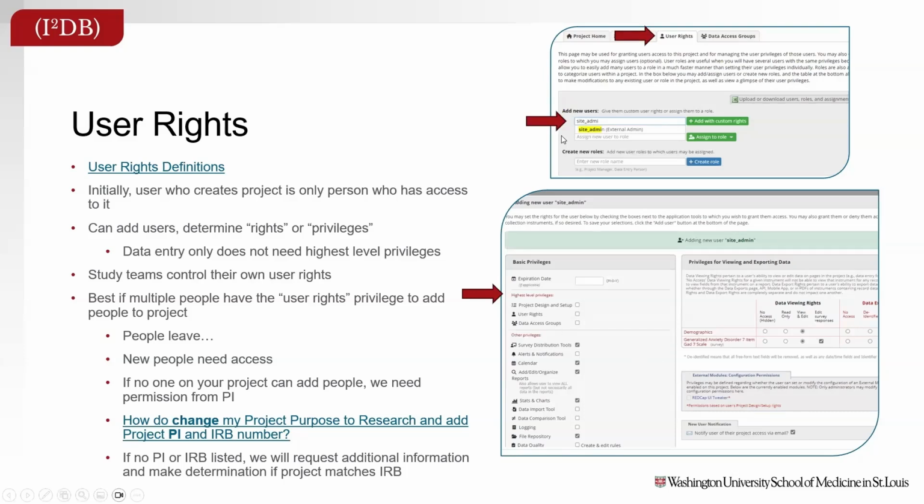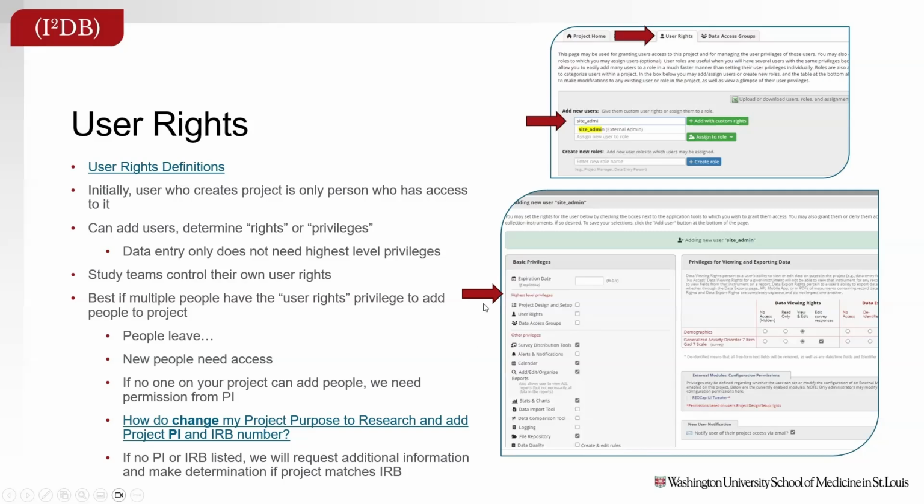Basically, when somebody adds you to a project, they can determine what your user rights are, and they can determine whether you have the user rights privilege, which allows you to add other people to the project. They also determine if you can make changes to the project, or if you can just enter data, or what you can do. But if you create the project, you can be the one who does this. Or if somebody adds you to a project with user rights privileges, you can add users to the project.